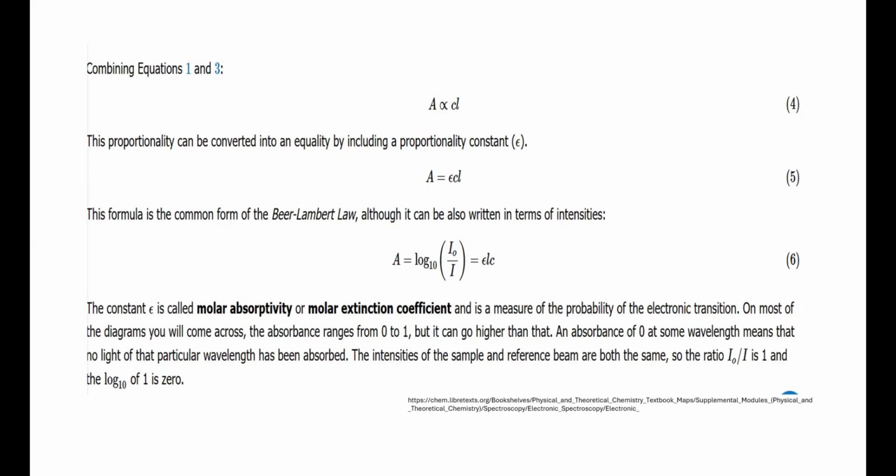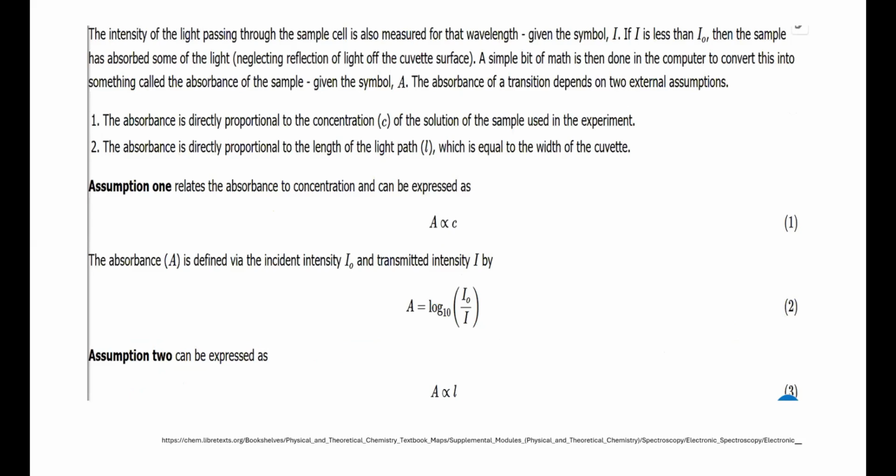So the intensity of the sample and the reference beam are both the same, and the ratio of I0 upon I is 1, and the log to the base 10 of 1 is 0. That time no light is absorbed, all right? So you may get some simple numericals based on these equations, which we will come to later on. But just now, to revise, what is Beer and Lambert's law?